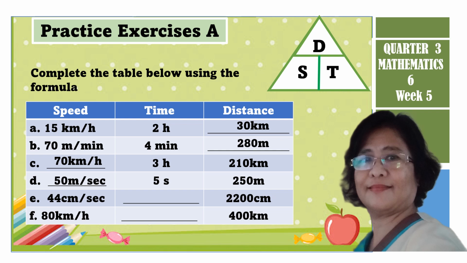For letter E, we're asked to find the time. To find the time, just divide the distance over the speed. So let us divide 2,200 by 44. The answer is 50 seconds. And the last number, to find the time, divide 400 kilometers by 80 kilometers per hour. The answer is 5 hours. Did you get the correct answer, kids? Congratulations!